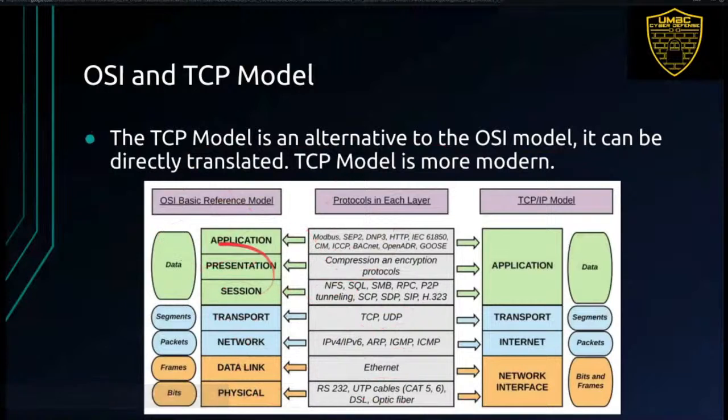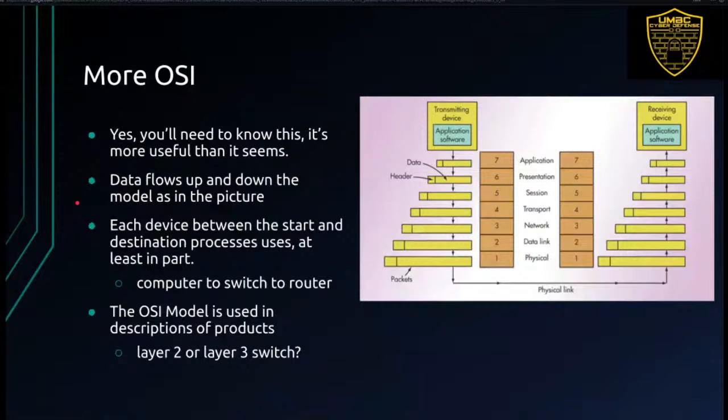And then all these random ones up here, application, presentation, session, are all just application. Transport is the same. Network becomes internet. And then the network interface is the data link layer as well as the physical layer. And that's basically the difference between the TCP and OSI models. Again, they're reference models. You're going to be hearing about them a lot. So you will need to know this. It's very, very, very useful.